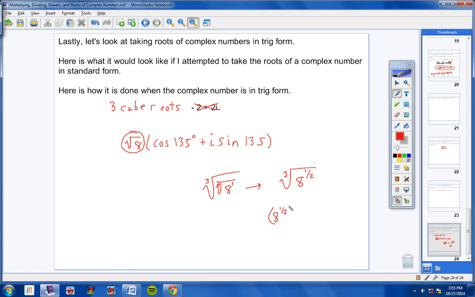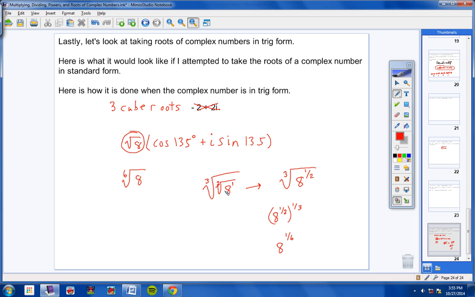Now what does cubed root mean? 1/3 power. So I have 8 to the 1/2 power raised to the 1/3 power, which would be 1/2 times 1/3, which is 1/6. So if I take the cubed root of this, I end up with the 6th root of 8, or 8 to the 1/6 power.